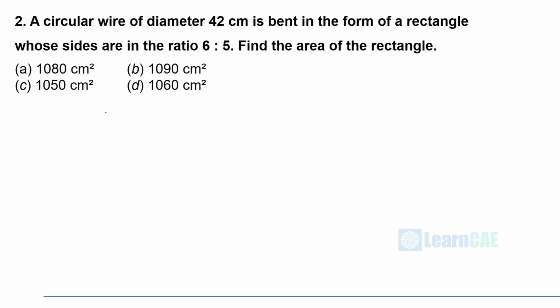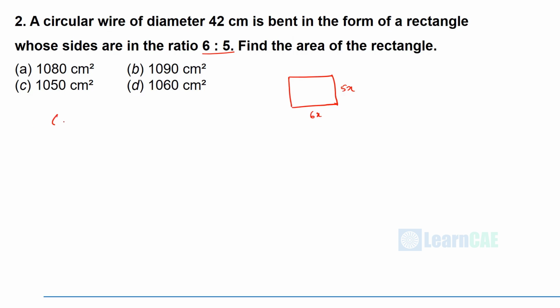Okay, we shall go to the next problem. A circular wire of diameter 42 cm is bent in the form of a rectangle whose sides are in the ratio of 6:5. Find the area of the rectangle. Let us draw the rectangle. Let the sides be 6x and 5x. So a circular wire is bent in the form of a rectangle.